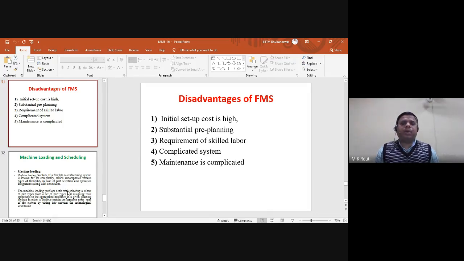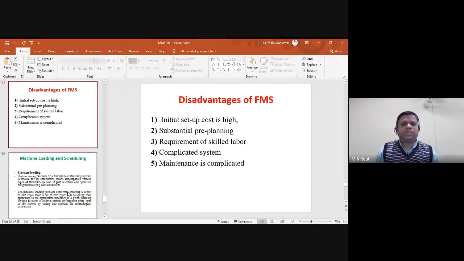You go for substantial, different types of pre-planning operations. The next is the requirement of skilled labor. In a flexible manufacturing system, highly skilled and highly specialized people are required. It is also a very complicated system, because initially you employ the FMS controller, then the loading and unloading system, then buffer management, attached with different layouts. The layout is guided by different automated vehicles, loading and unloading vehicles, or transport vehicles. Due to that, it is very complicated to understand.